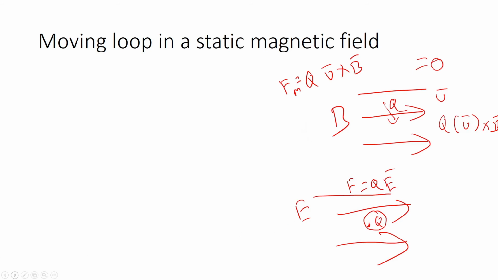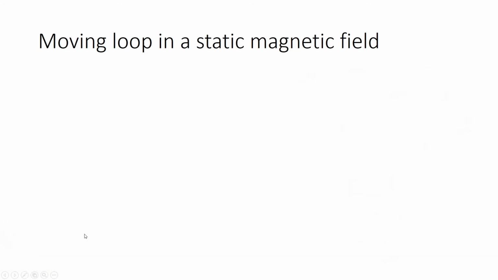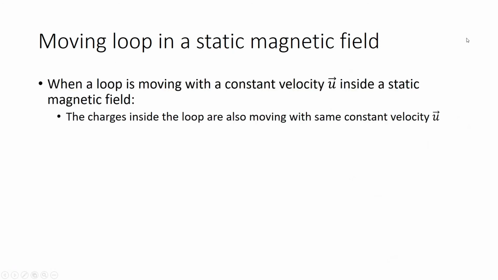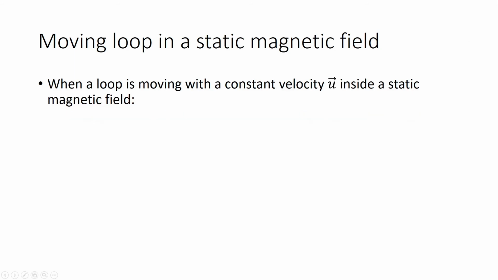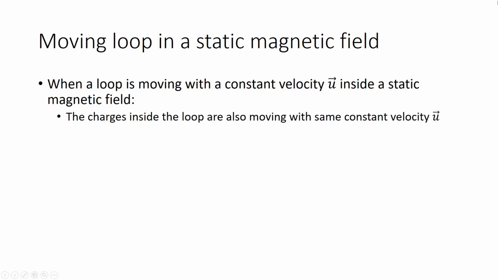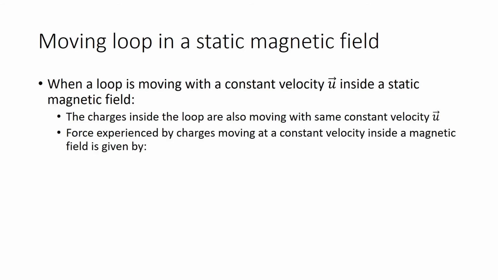Now, having the knowledge of this, let us discuss what would happen if a loop is moving in a static magnetic field. When a loop is moving with a constant velocity inside a static magnetic field, then the charges inside the loop are also moving with the same constant velocity. Because if a body is moving, then every element in the body inherits the velocity. Therefore, the force experienced by these charges is F bar equal to q times u bar cross B bar.